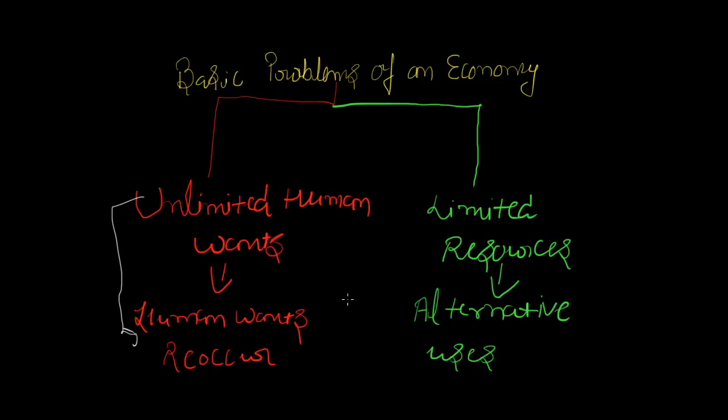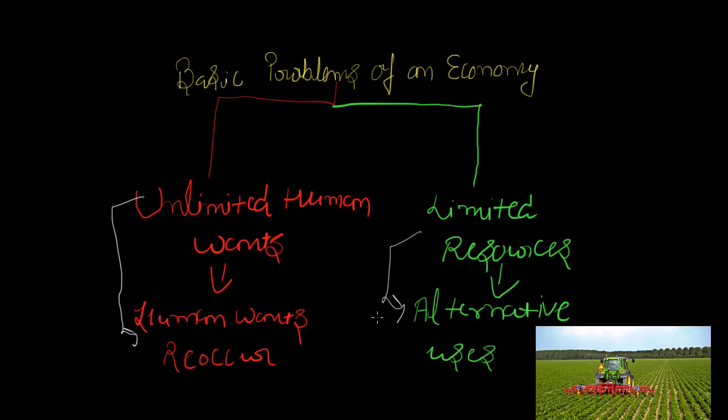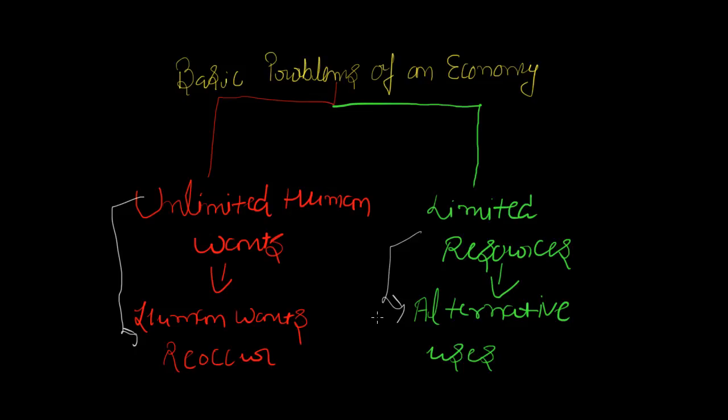Whereas for resources, there are always alternatives available. Alternatives in terms of usage. So let us say today you have got some land with you and there would be multiple options that you would be having, whether to make a house on it, whether to make a commercial building, or to use it for the purpose of farming. It's completely open to you. And that is what the problem is.